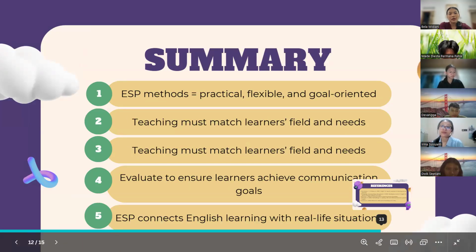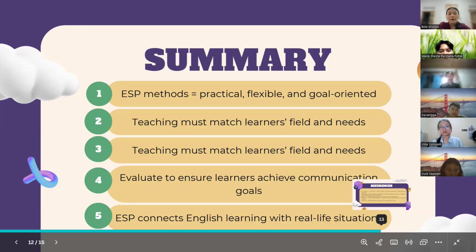Okay, so I want to summarize our presentation today that talks about methodology for ESP. As we all know, ESP method is practical, flexible, and goal-oriented. Methodology in ESP refers to approaches, techniques, and procedures used to teach English related to specific professional fields or academic fields. So unlike general English, ESP is a learner-centered course that focuses on the learner's goals and what they want to achieve in learning English.